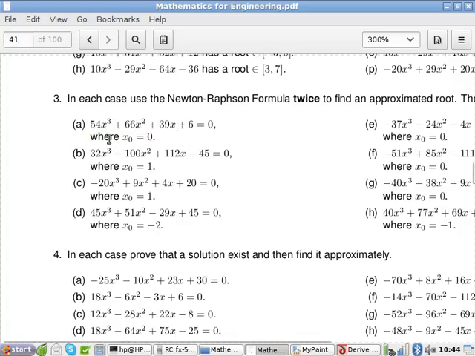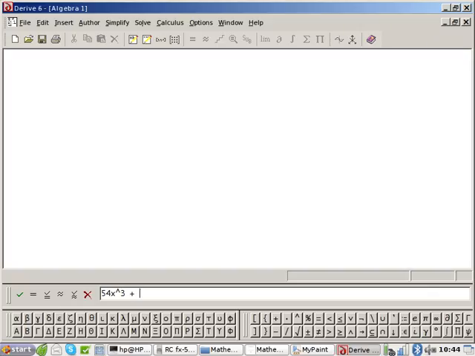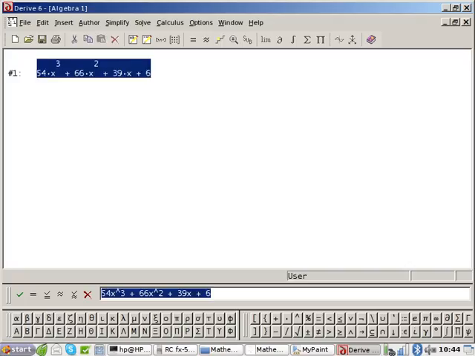Write it down. What's number? 54x cubed. Okay, you got it? Yeah. Okay, what's the formula? 54x cubed plus 66x squared plus 35x plus 6. Okay. What do we need to calculate?